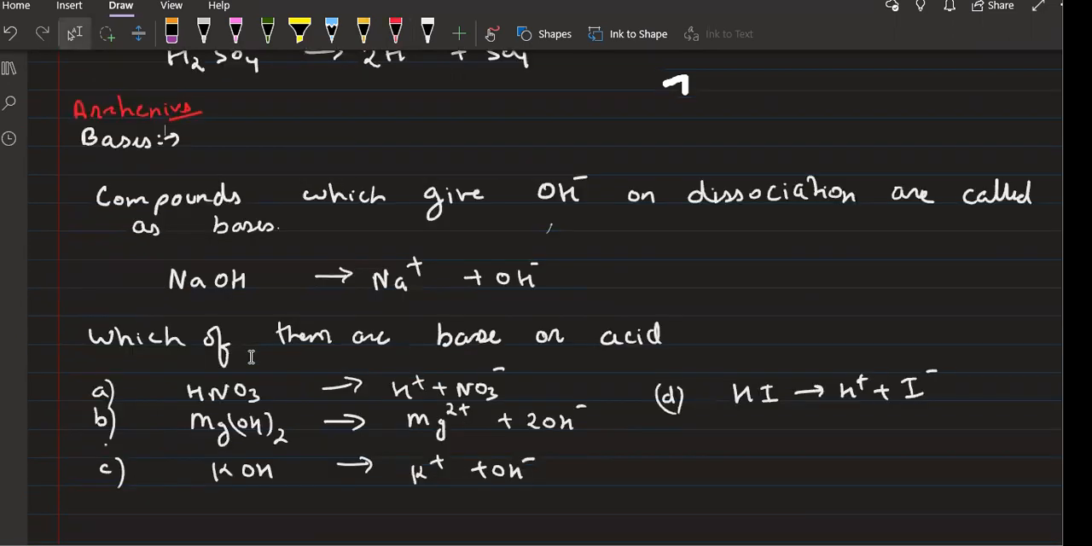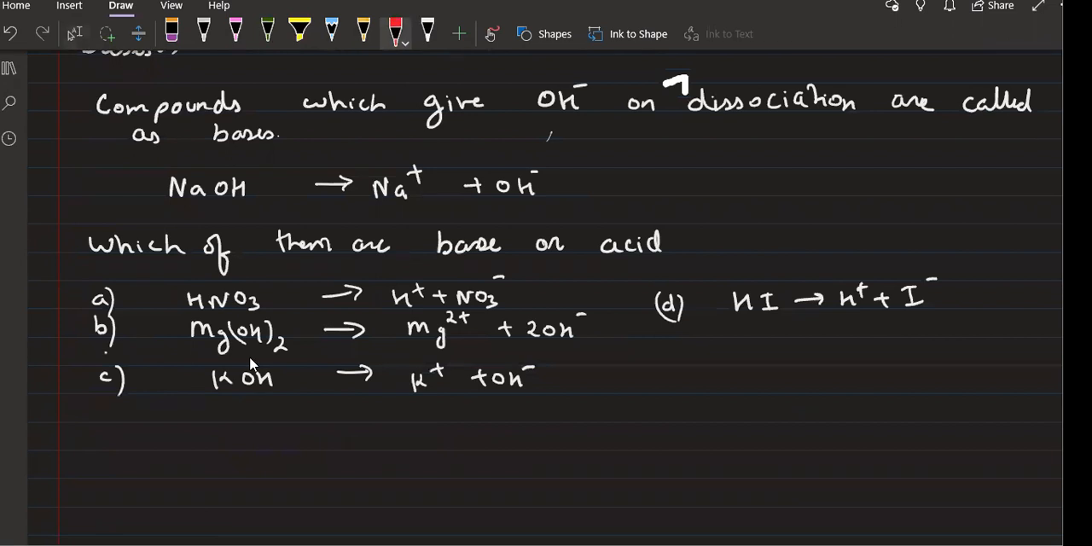See, A. A is releasing H+, yes or no? So it is your acid. B. B is releasing what? OH-. So this is your base. Yes, everyone. Third, it is your base because it's releasing OH-. What about D? This is also your acid because it is releasing H+. Very good, everyone.